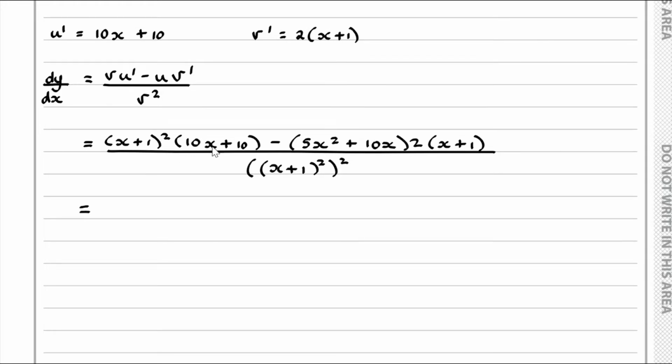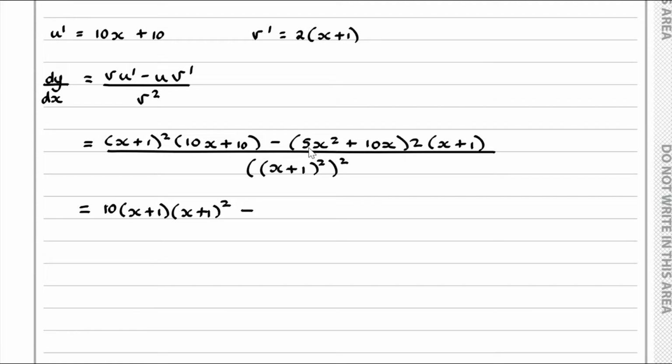Well, here, where we have the 10x plus 10, I can factorise out a 10. So we have 10 lots of x plus 1. This is the same as 10x plus 10. And then we multiply this by x plus 1 all squared, and then we subtract off.